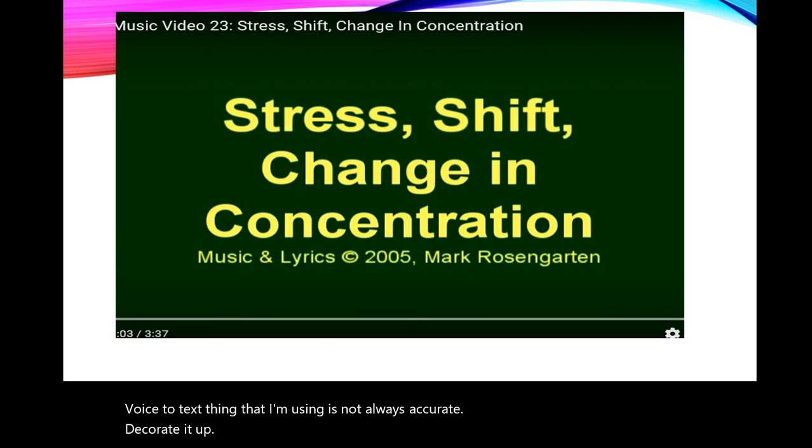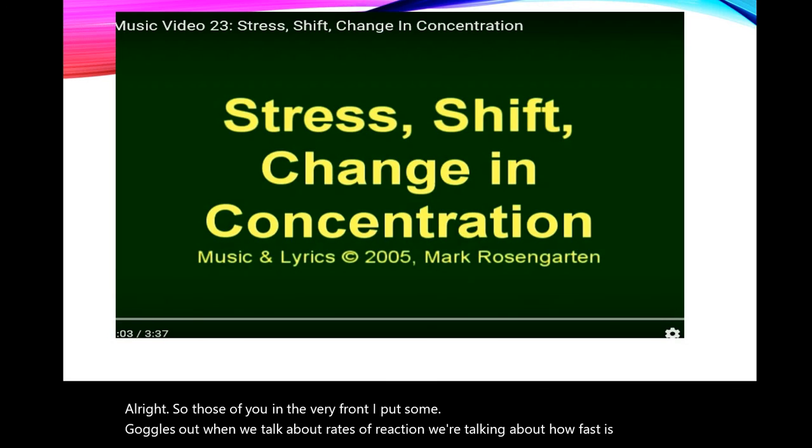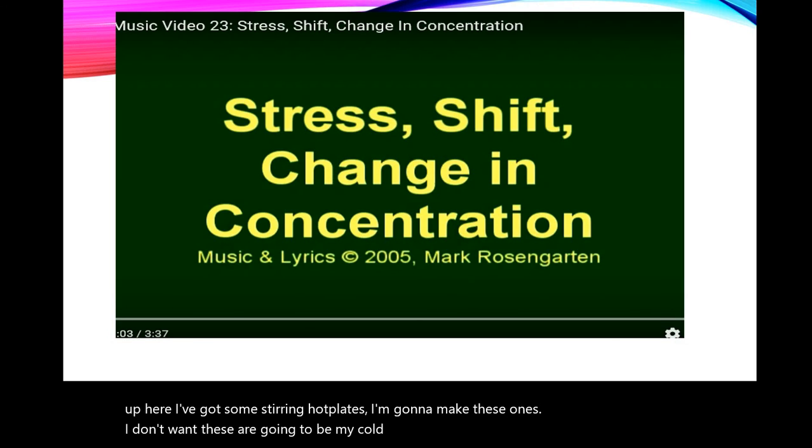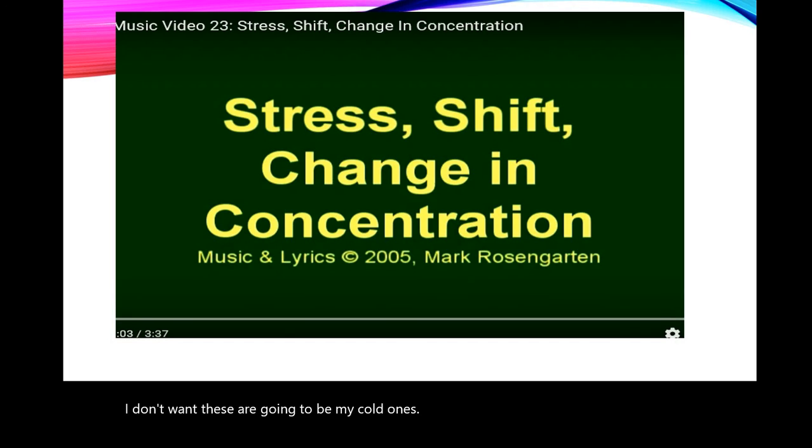All right, so those of you in the very front, I put some goggles out. When we talk about rates of reaction, we're talking about how fast things occur. And up here, I've got some stirring hot plates. These are going to be my cold ones, and these ones I am going to heat. So we'll do the cold ones first, and let the hot ones have a chance to heat up.